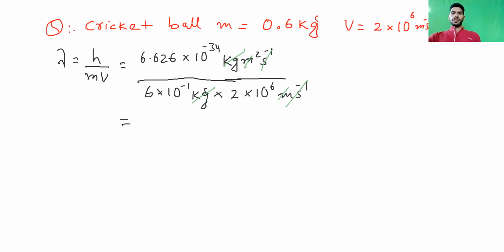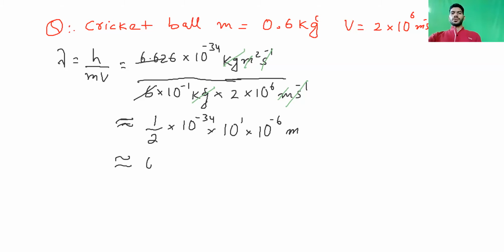Now tell me, let's take the approximate answer here. You can just take it as 6. So 6 ones are 6. 1 by 2, you can take the approximate value 1 by 2 into 10 to the power minus 34. Then it was here 10 to the power minus 1. When it comes up, it will become 10 to the power plus 1. It was 10 to the power 6. It will become 10 to the power minus 6. It is in meters.